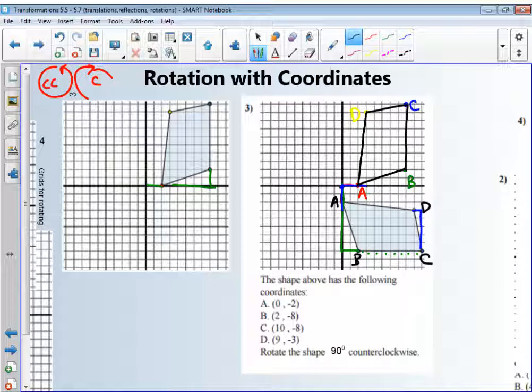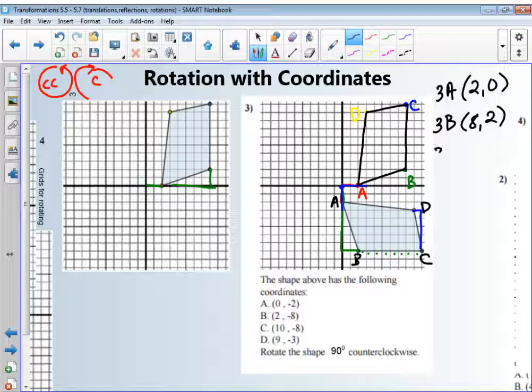So my coordinate sets of my new figure, well, for 3A, on the right side of your paper, you have a 3A. Well, the coordinates of that were over to 2, up to 0, so 2, 0. 3B, well, that's going to be over to 8, up to 2. Remember, it's always over then up. 3C, once again, still over to 8, and we had to go up to 10, so that's positive 10. And 3D was over to 3, up to 9, so 3, 9. Okay, practicing writing those coordinates.